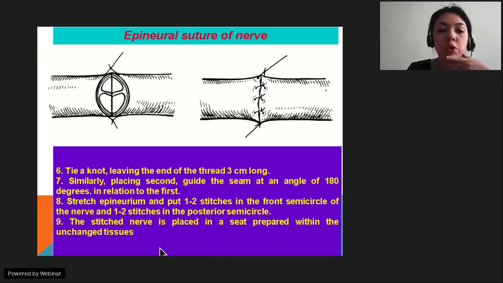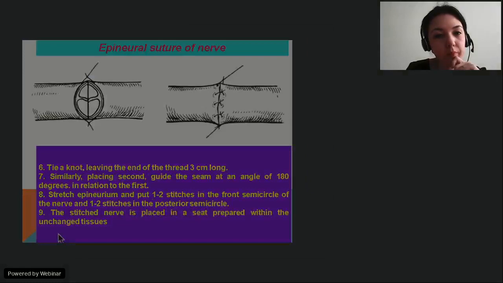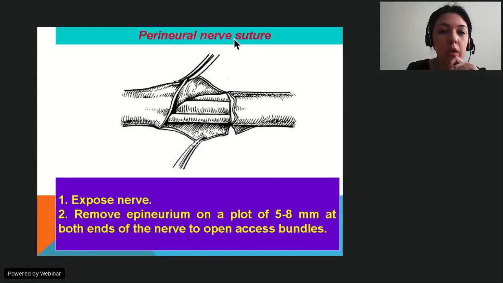And the stitched nerve after that is placed in a seat prepared within the unchanged tissues. So you can see we apply interrupted sutures onto the epineurium of the nerve. So, perineural nerve suture is more secure, but it has its own disadvantages.